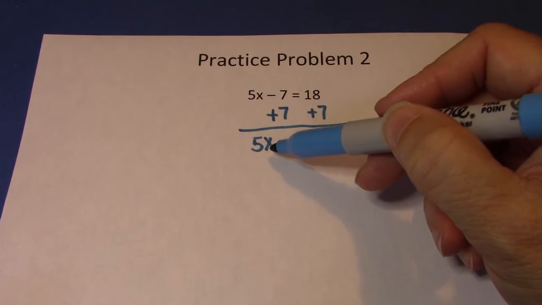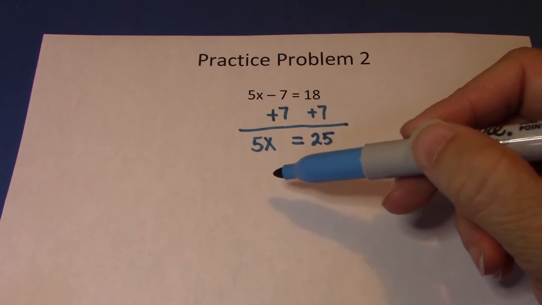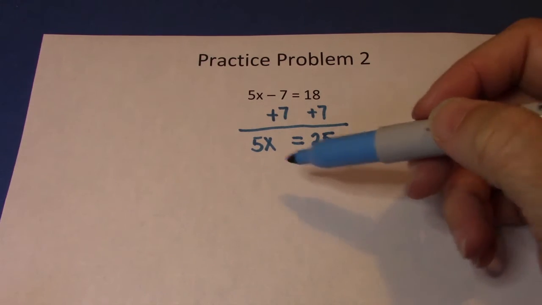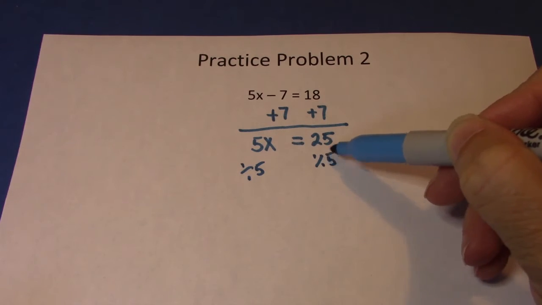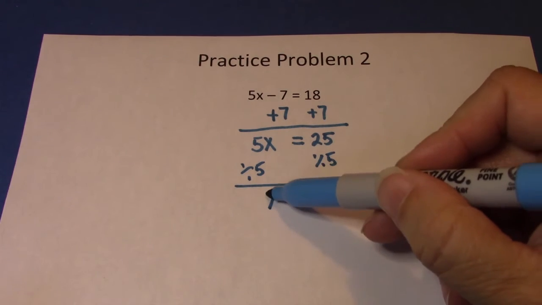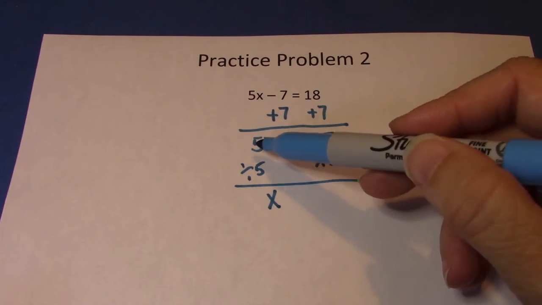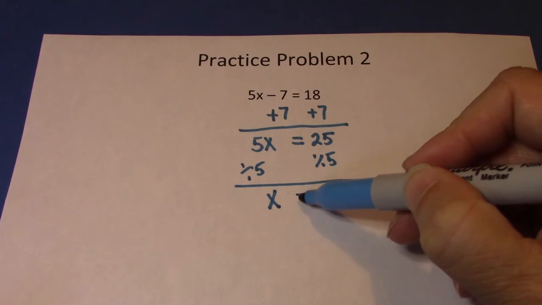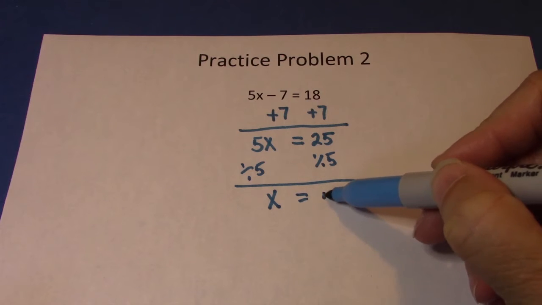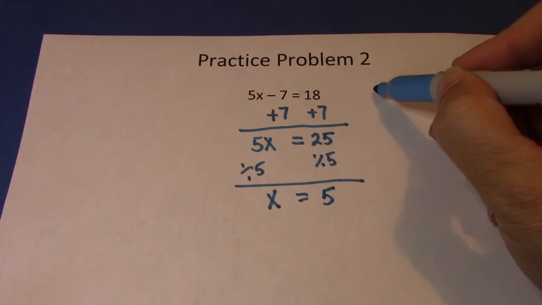Now x is being multiplied by 5. That's 5x. So instead of multiplying by 5, we're going to divide both sides by 5. And we'll get x over here, x times 5 divided by 5 leaves us with x. 25 divided by 5 is 5.